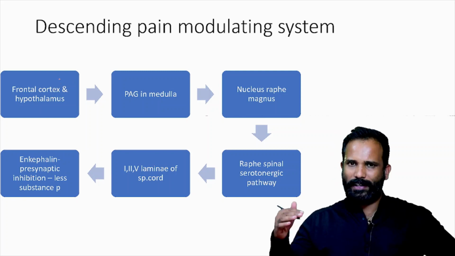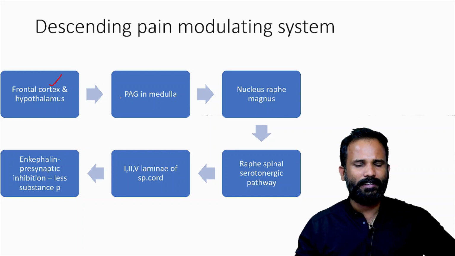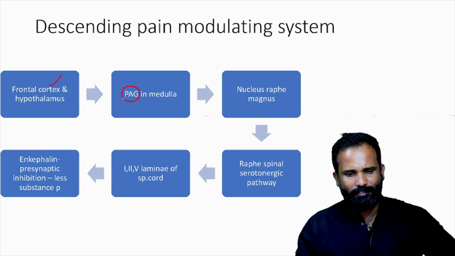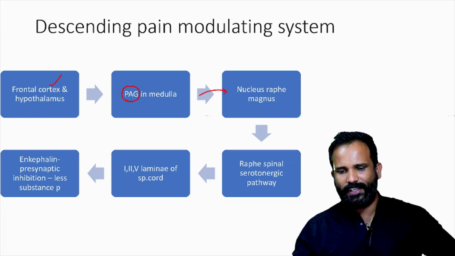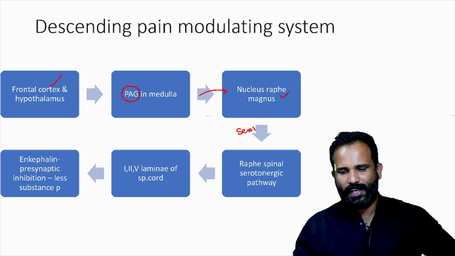Now we'll see the descending pain analgesia system. Now the pain is perceived. Now the frontal cortex and hypothalamus are activated. They will activate the periaqueductal gray matter, which in turn activates the nucleus raphe magnus in the medulla. This nucleus raphe magnus will release serotonin.